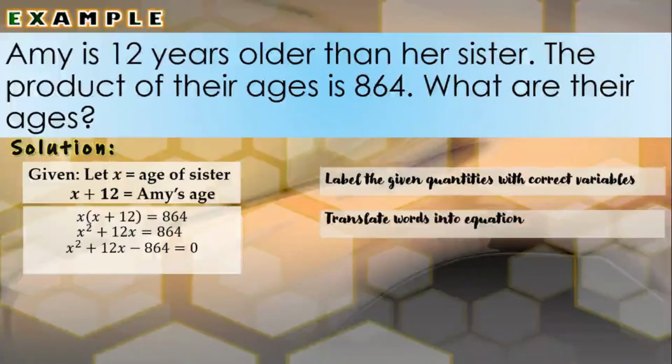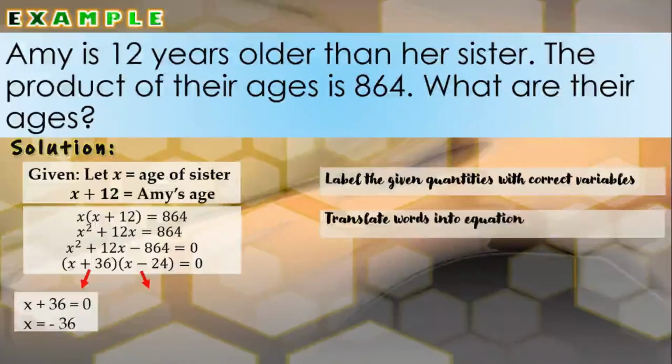And then, transpose 864 on the other side, that will become x squared plus 12x minus 864 is equal to 0. And then, we have to factor that trinomial, so that will become x plus 36 and x minus 24. Now, since naka-factor na sila, we have to equate each factor into 0. So, x plus 36 is equal to 0, and that will become x is equal to negative 36. And then, x minus 24 equal to 0, and that will become x is equal to 24.